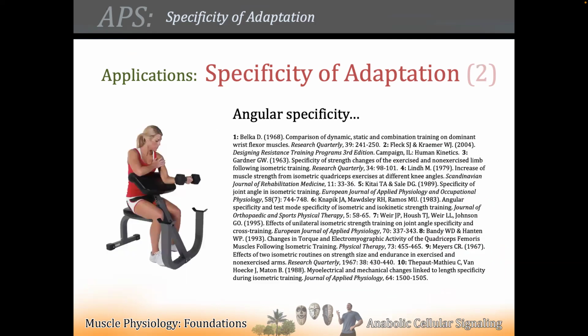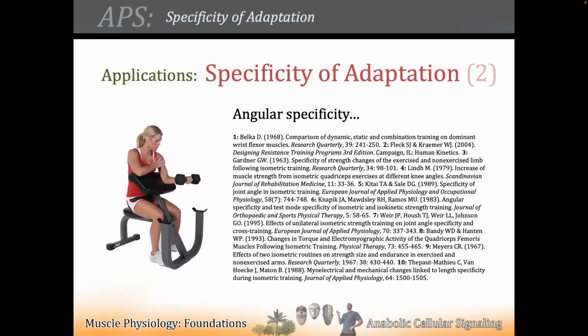And then angular specificity, we talked about this earlier in the semester. If you hold your elbow flexors at 90 degrees, you can expect improvement from maybe 70 degrees to 110 degrees. But most of your adaptation is going to be at exactly 90 degrees, less at 95, less at 100, less at 110, and then sort of no response after that.